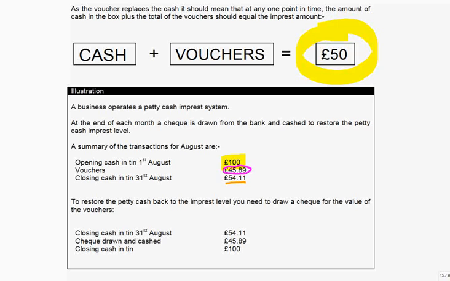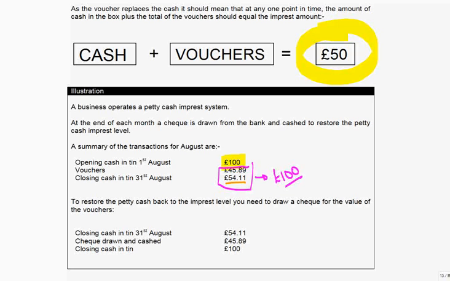So we can see here that any one time that tin is always adding up to, in this case, 100. They start with 100 at the beginning of the month, and at the end of the month we don't have £100 in cash, we only have £54.11 in cash, but we do have £45.89 in vouchers. So if you were to add those two together, you can see that that comes back to the £100, which is their imprest amount. Now we need to make sure we keep topping up the tin, otherwise we're going to run out of cash and then we won't be able to go and buy the milk we need to make our nice cup of coffee.